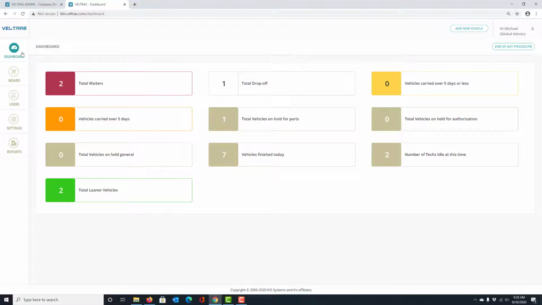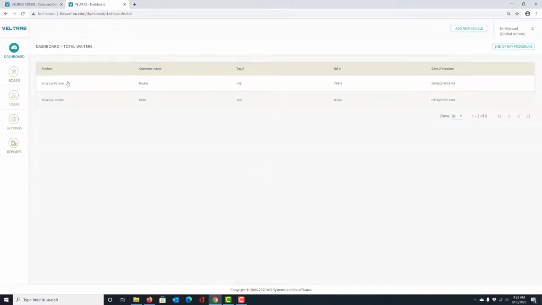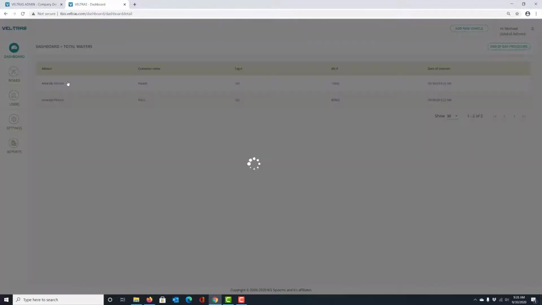Vehicles where the customer is in a loaner are indicated in green if prioritization and cost control regarding loaners and rentals is desired. All categories can be clicked and the detail displayed down to the individual vehicle if so desired.